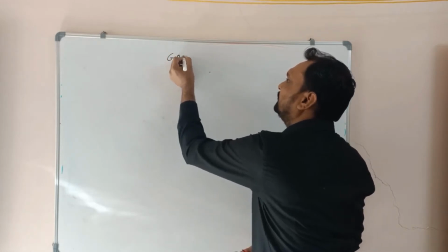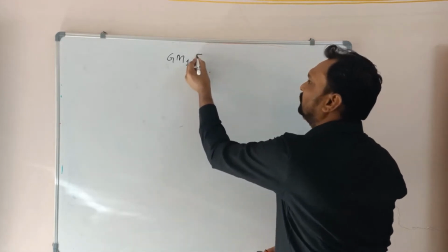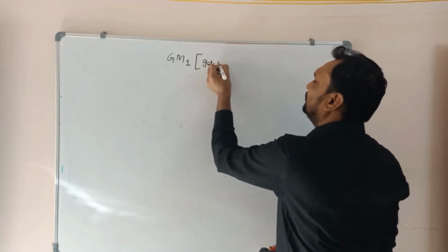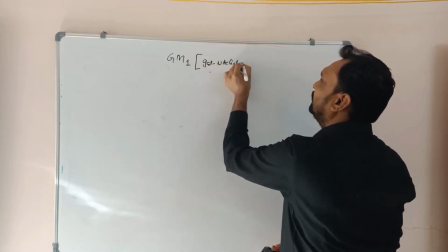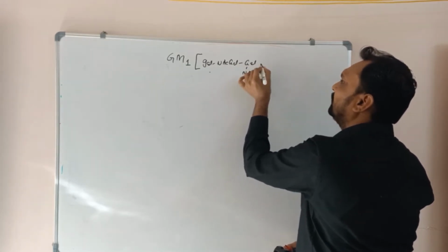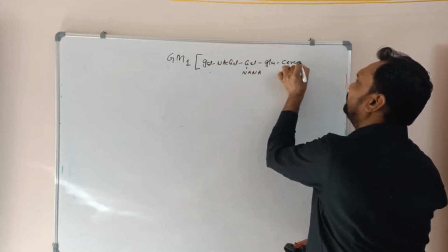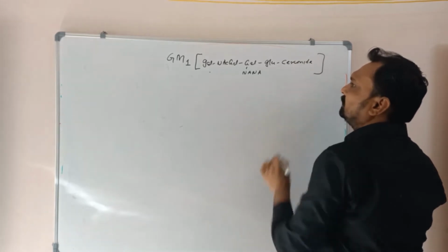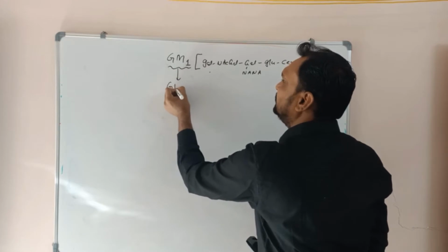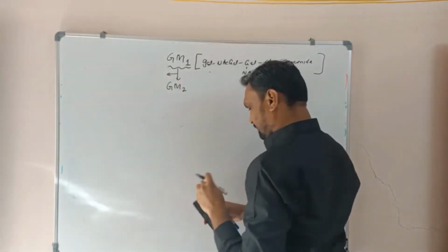First is GM1, that is a ganglioside. The structure of GM1 is galactose, N-acetyl galactosamine plus galactose. Here there is a sialic acid, N-acetylneuraminic acid. Here there is glucose and ceramide. You can see, GM1 is converted to GM2 and the enzyme is beta galactosidase.